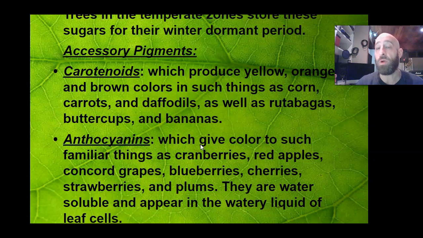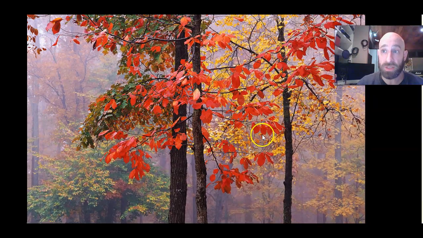So the main pigment in a plant is going to be chlorophyll A, and then chlorophyll B, carotenoids, and anthocyanins are what we call accessory pigments. If you look at this image here, this shows you some trees, and they have lost their chlorophyll. The red ones are going to have more of those anthocyanins, and the yellow ones are going to have more of the carotenoids. Thank you very much.